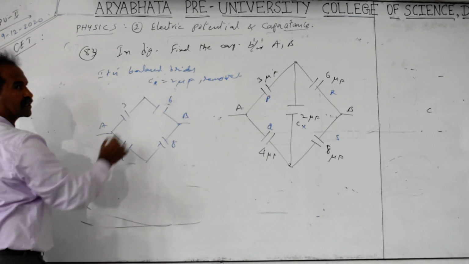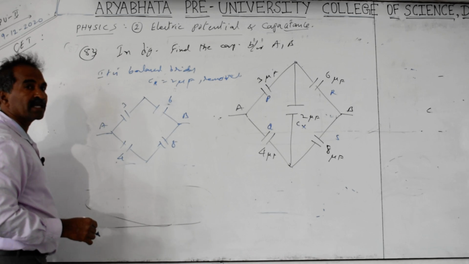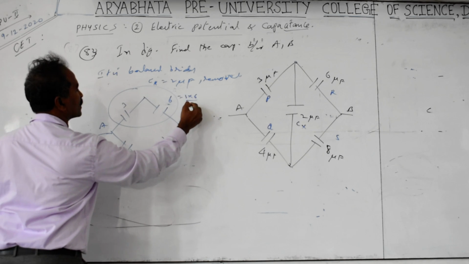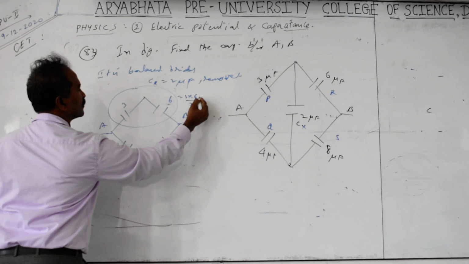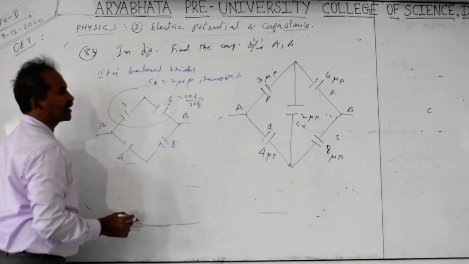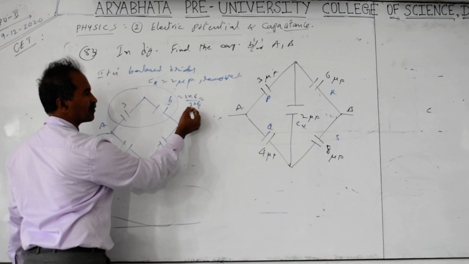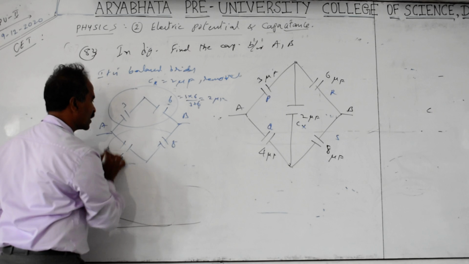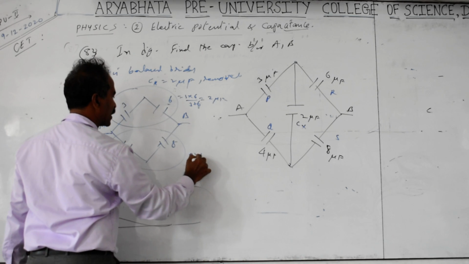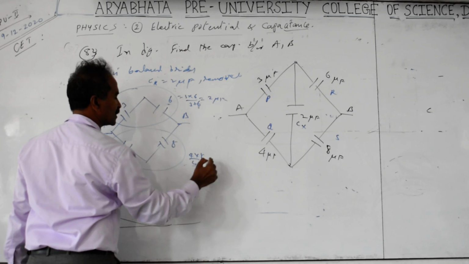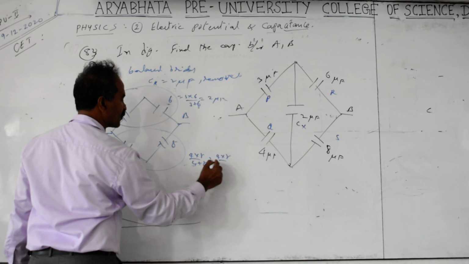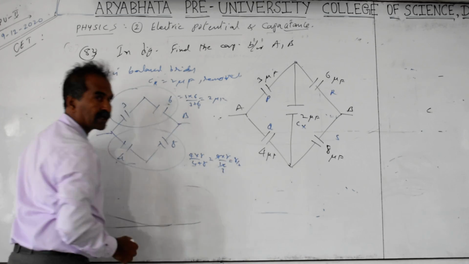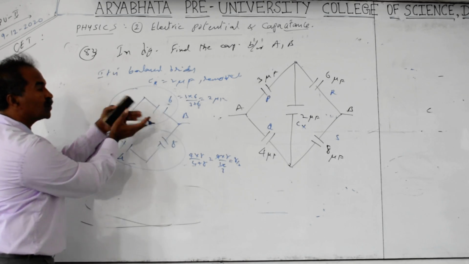So these two are in series. Series capacitance: 3 into 6 by 3 plus 6. So this part becomes equal to 3 into 6 by 3 plus 6, which is 18 by 9, 2. This is 2 microfarads. This part: 4 into 8 by 4 plus 8 is 32 by 12, which is 8 by 3. 8 by 3 coming parallel to 2.